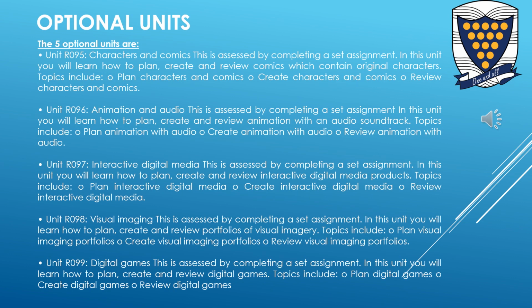Okay, so the 3rd unit is an optional one. There are 5 optional units which we can choose from. We are currently doing the R097, which is an interactive digital media product, and that can be anything from designing a phone app, a website, an e-learning product, an information point, something like that. And like I said, all these assignments have different guided learning hours, so we only get a specific amount of time to complete each one. Before we do the assignments, we do some prep work for it, so you know exactly what it is you have to do for each one before we go through it.